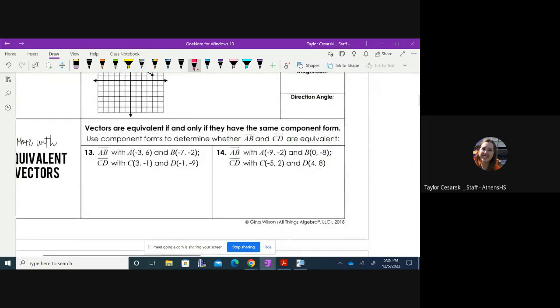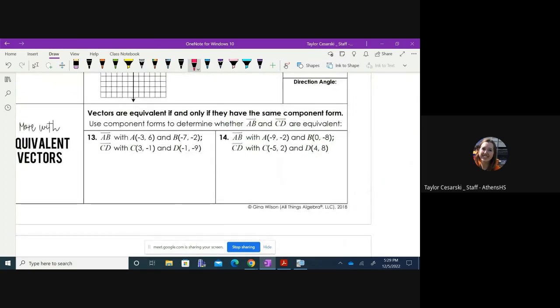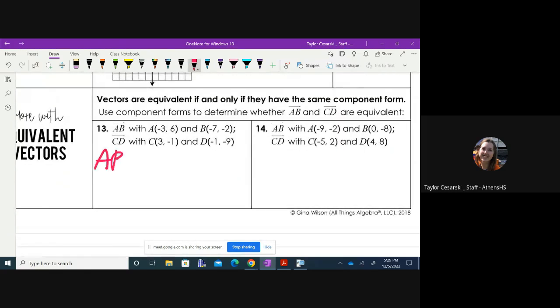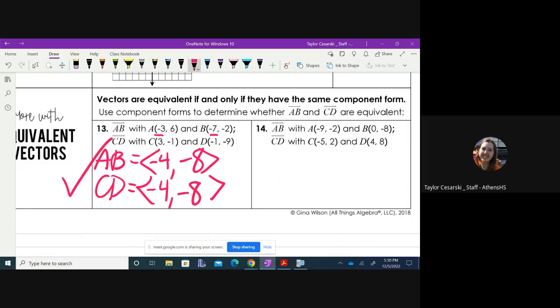All right, lastly, determining if they're equivalent vectors. You can also do that using component forms, okay? So determining if their component form is the same. So for AB, negative 7 minus negative 3 gives me negative 4. Negative 2 minus 6 is negative 8. Then for CD, negative 1 minus 3 is negative 4. Negative 9 minus negative 1 is negative 8. So yes, those are equivalent.